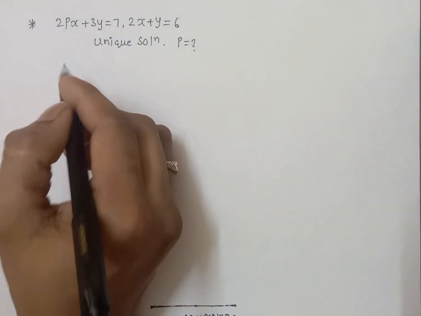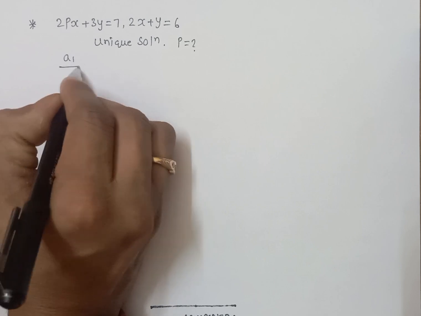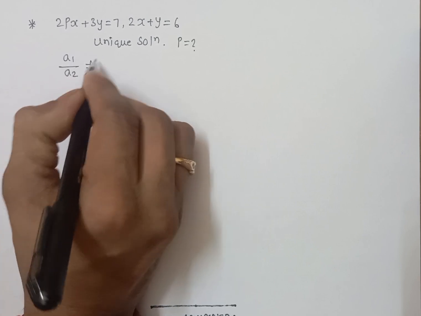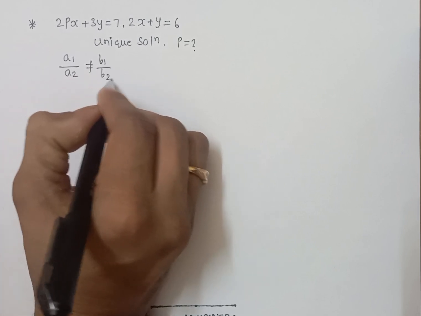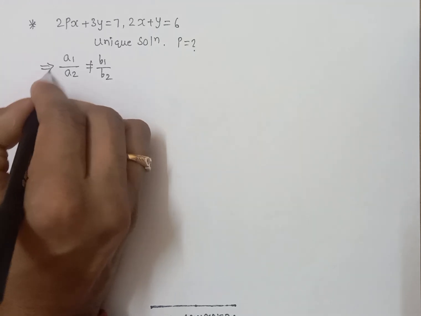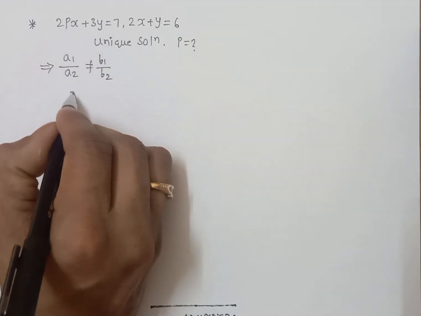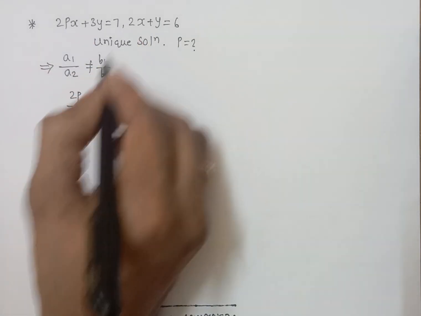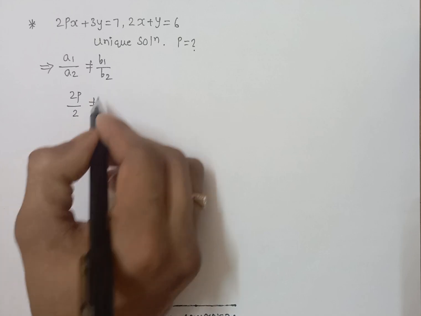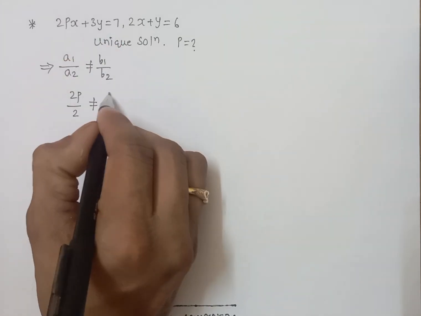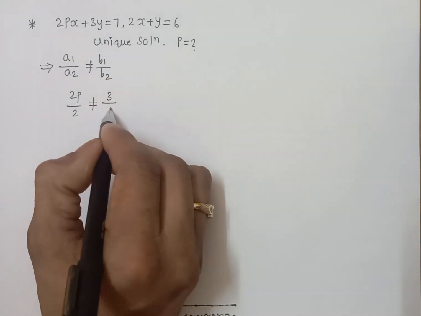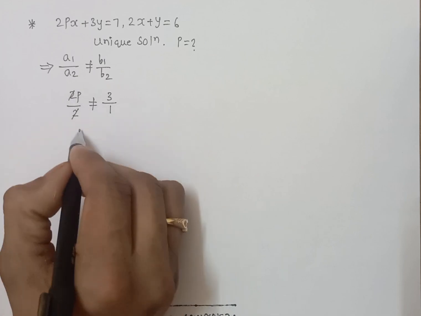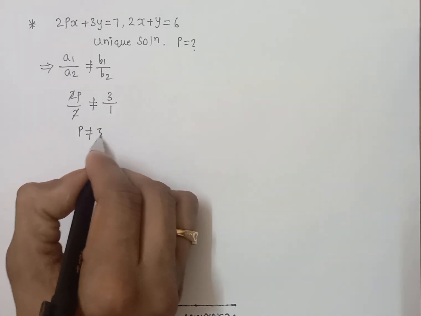Means for what value of p these two equations are going to have a unique solution. So what is the condition for a unique solution? That is a1 by a2 not equal to b1 by b2. Let us take the values here. a1 is 2p, divided by 2, which is not equal to b1 by b2, that is 3 by 1. So we can cancel this, and we get p not equal to 3.